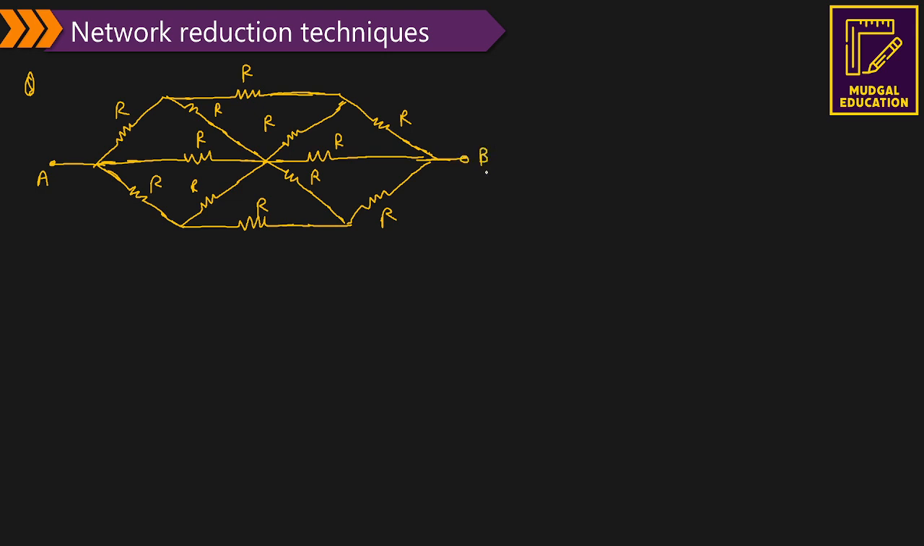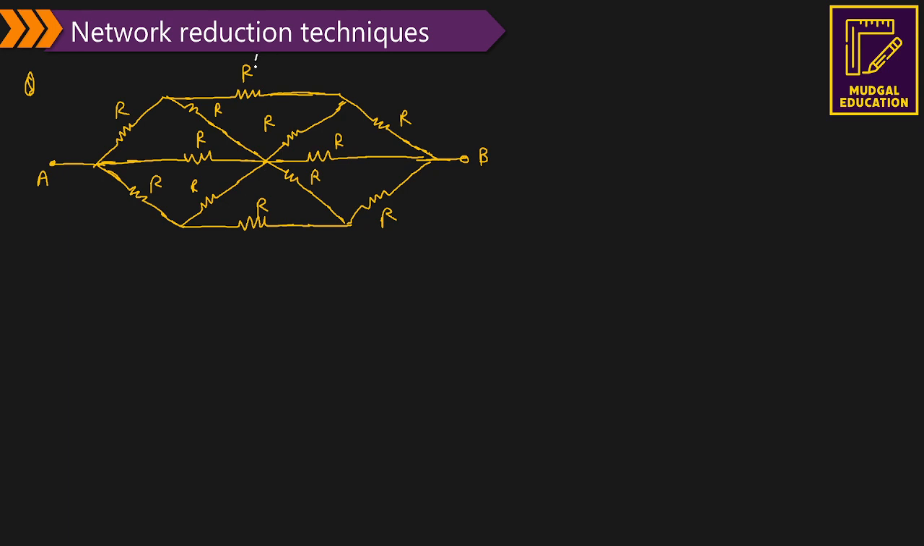Okay, so we need to find the resistance between AB. Each resistor here is of resistance R. Now it's totally up to you what particular method you are going to use, the mirror symmetry or the folding symmetricity. In my perspective, mirror symmetricity is much easier as compared to the folding, but that's totally up to you.